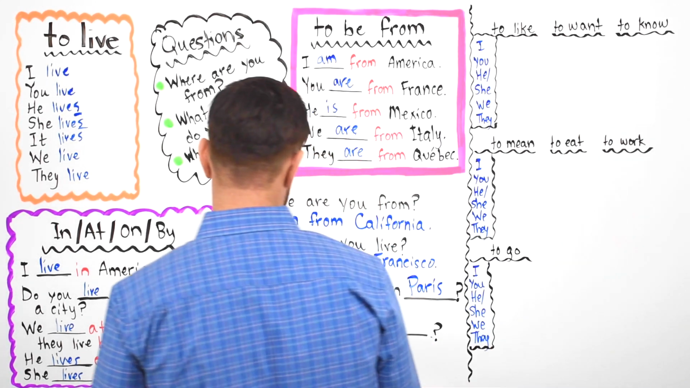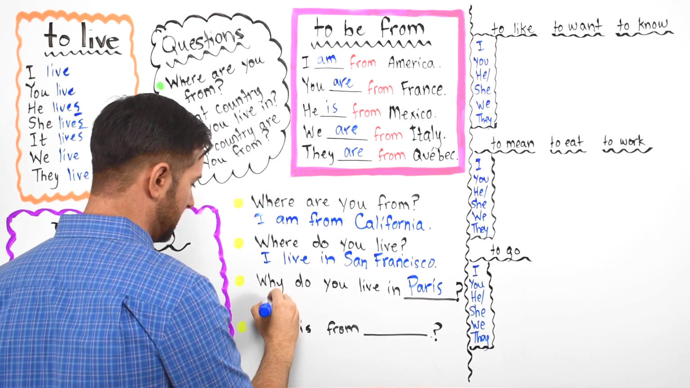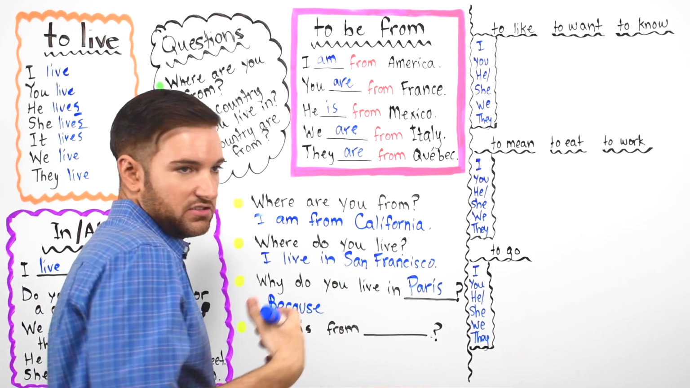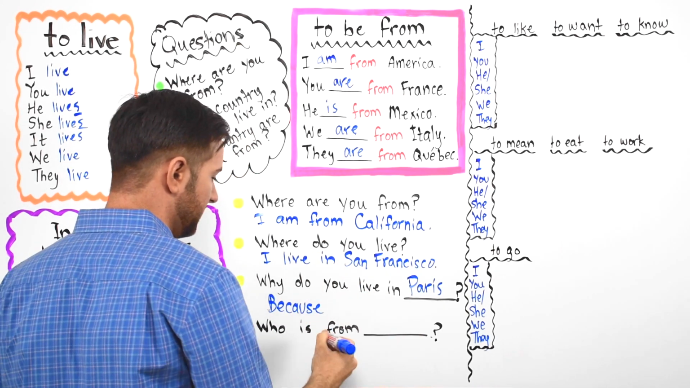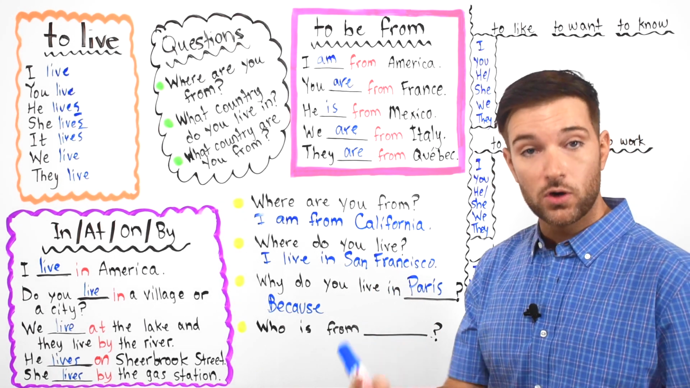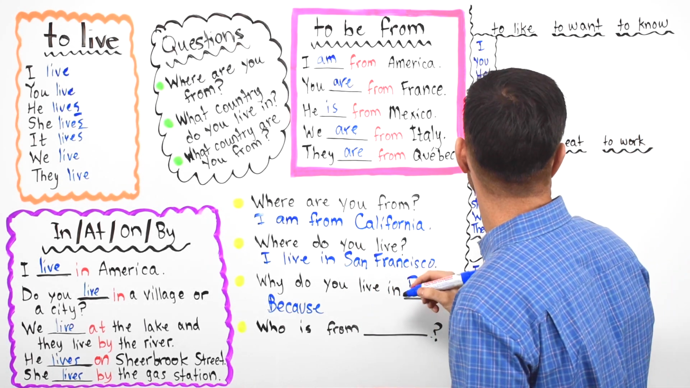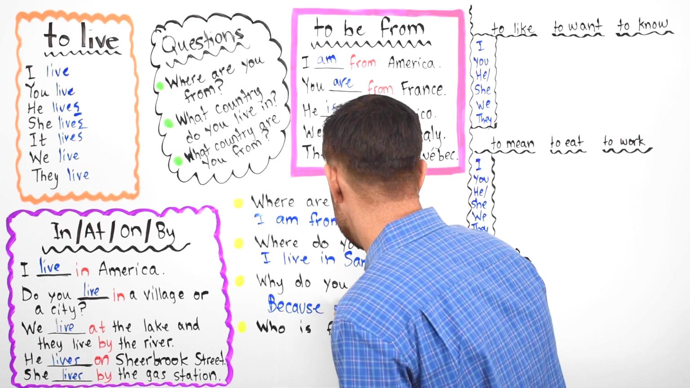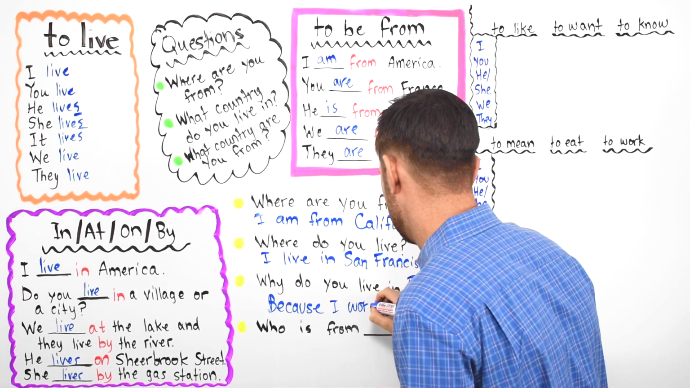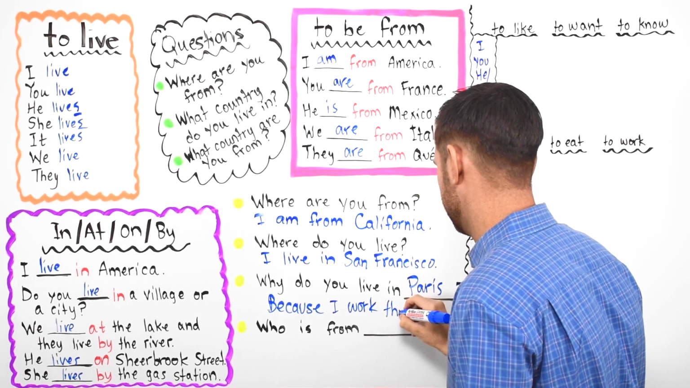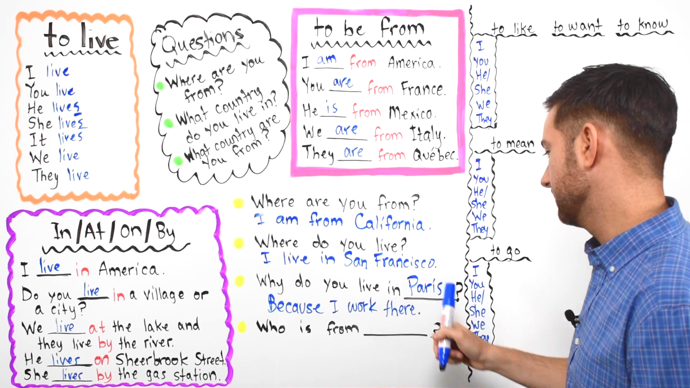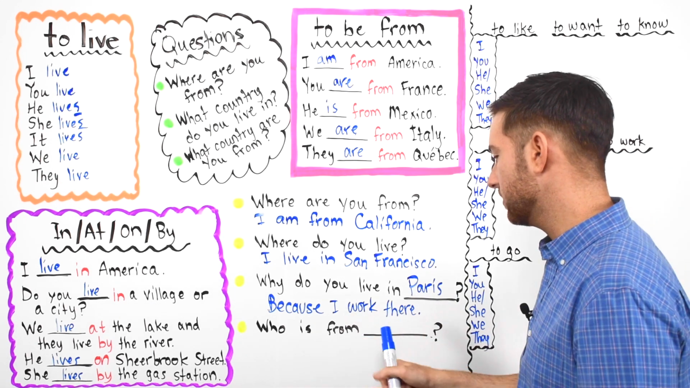And you could say, as a response, because I live there. It's just, I so happen to live there because I live there. Or you could say because I work there. Okay? We can use the verb to work: because I work there. I have a job there in Paris. That's why I live there, because I work there.